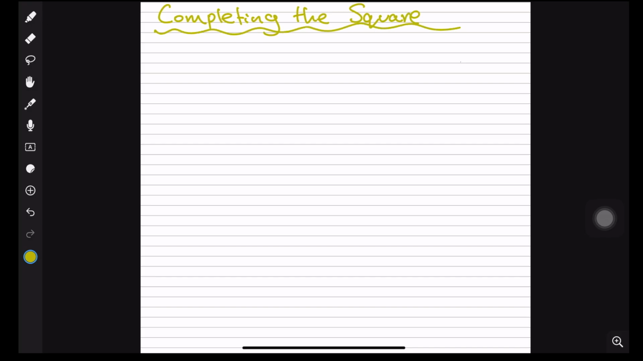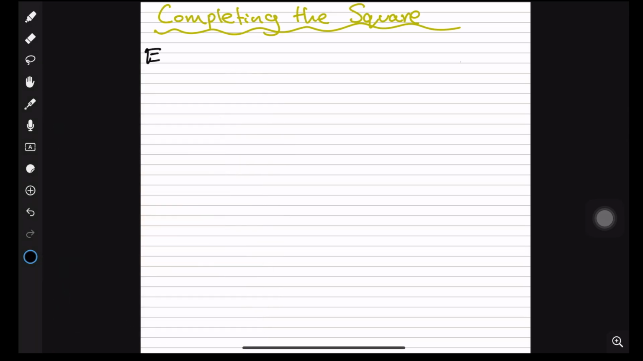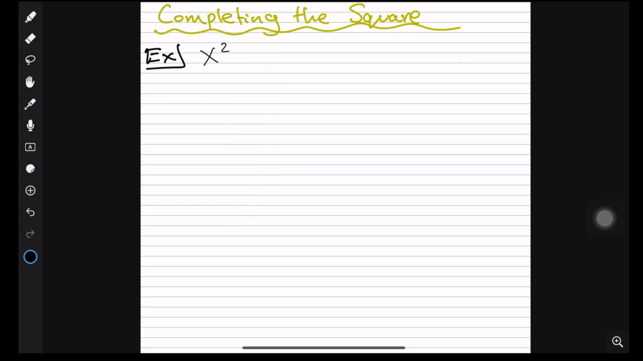Okay, so today we are looking at completing the square. So take this example, x squared plus 6x plus 4 equals 0. Before we do any math, I sort of just want to show you the visual for completing the square.